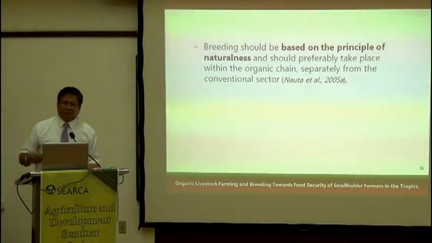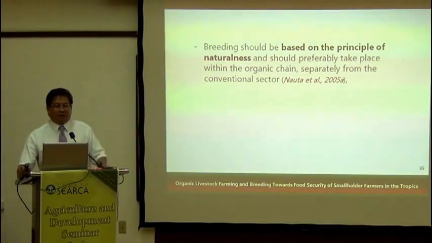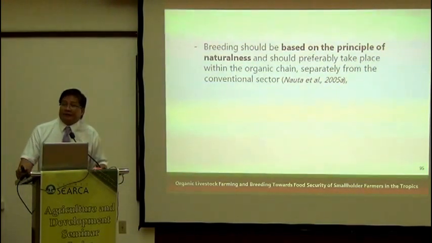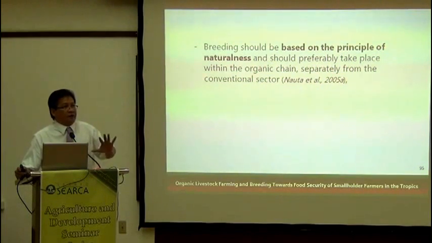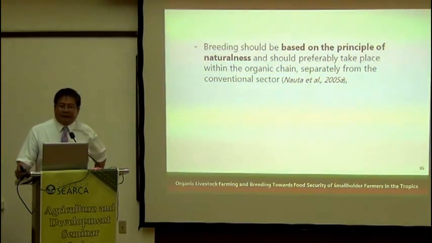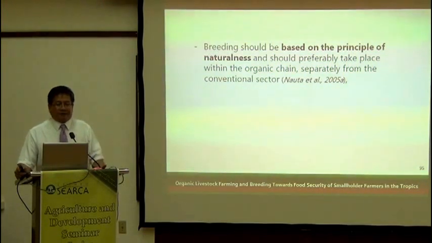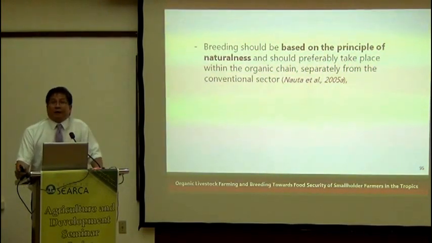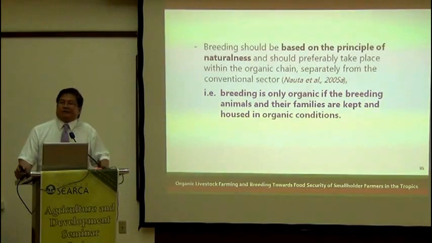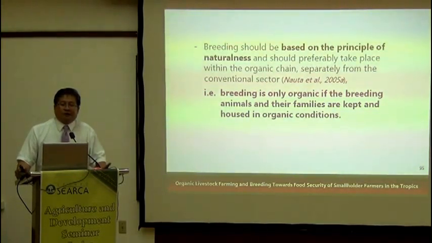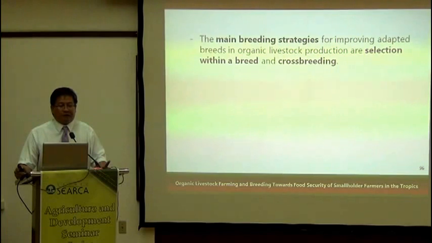Genetic improvement is the next field. So, for one, breeding should be based on the principle of naturalness, and this is where the difference would be between conventional and organic. It should be done within the organic sector, but separately from the conventional sector. In layman's terms, this is what it means, no? That is, breeding is only organic if the breeding animals and their families are kept and housed in organic conditions. That's the requirement.